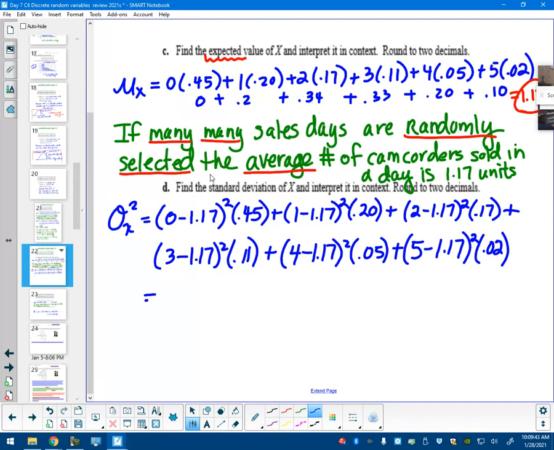So I want to know what that equals, and it's 1 point something.